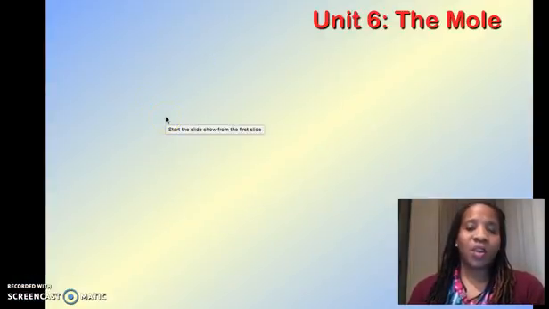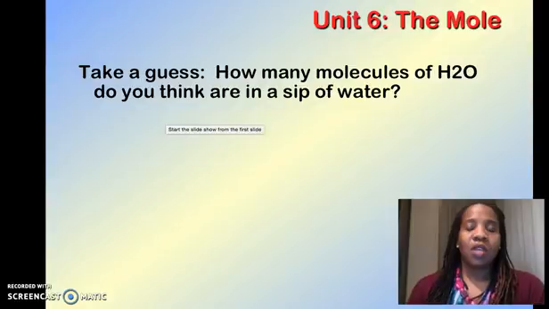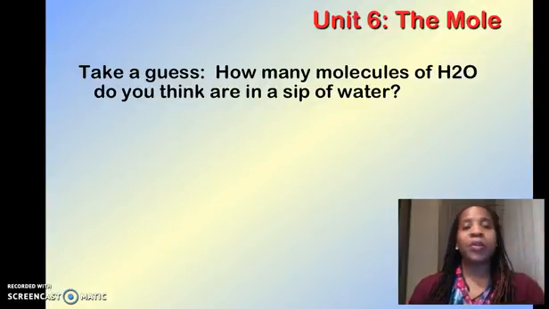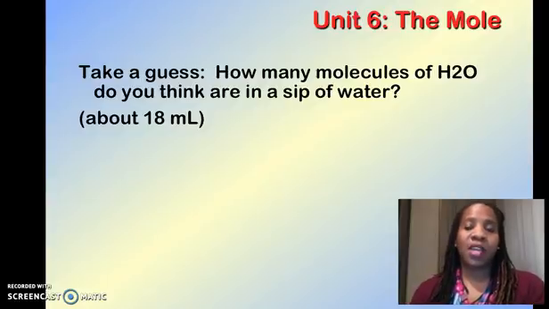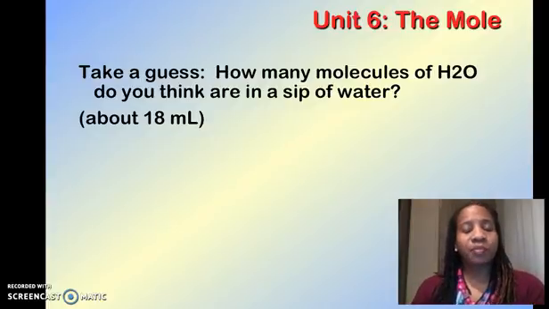Okay, so today we're going to talk about a concept called the mole concept. I want you to take a guess about how many molecules of water you think are in one sip of water. Let's say a sip of water is about 18 milliliters of water. How many molecules of water do you think there are? Go ahead and write down your answer.